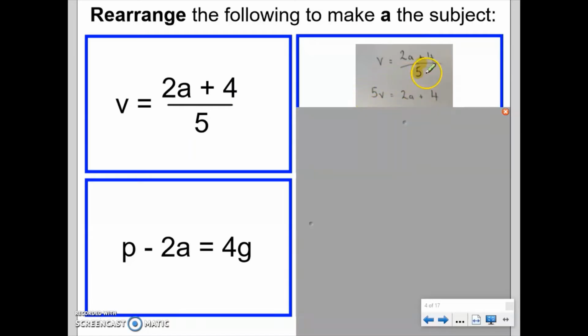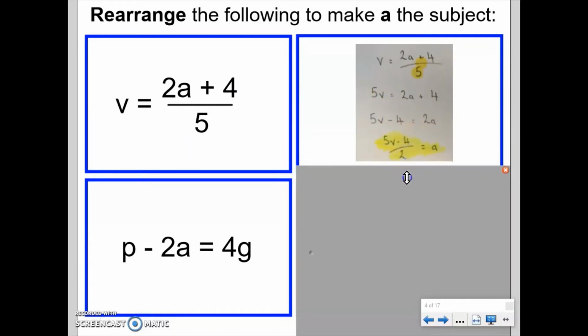Now I'm going to subtract 4 from each side. Now I'm going to divide both sides by 2. And again, I've isolated the A. The A is by itself, so I've correctly rearranged the formula to make A the subject.